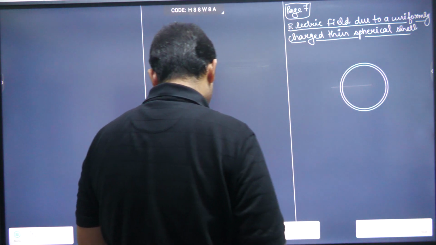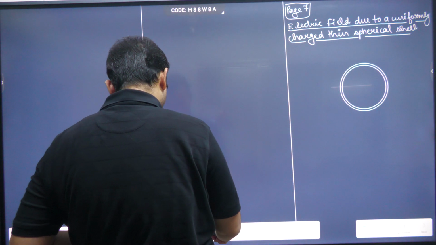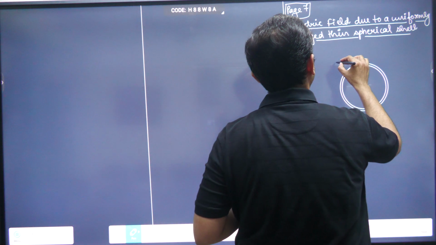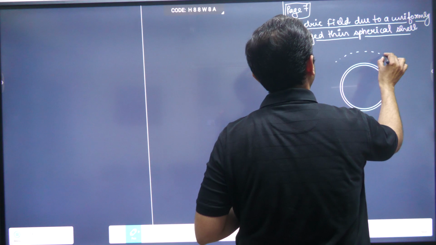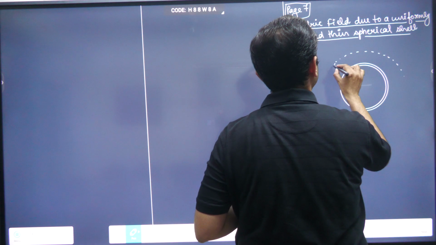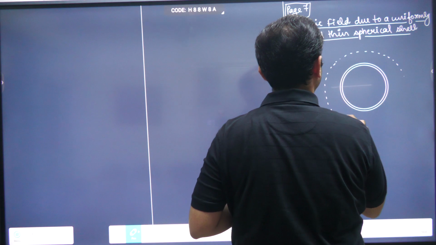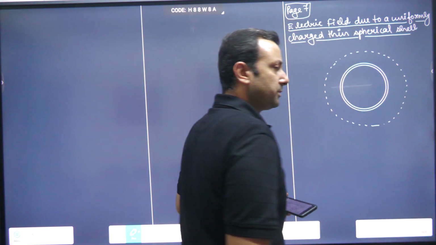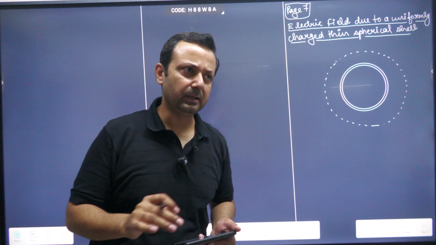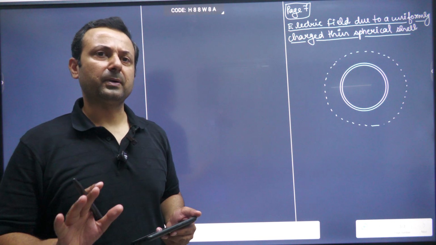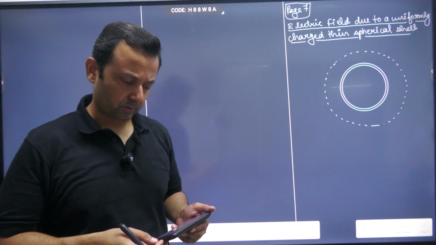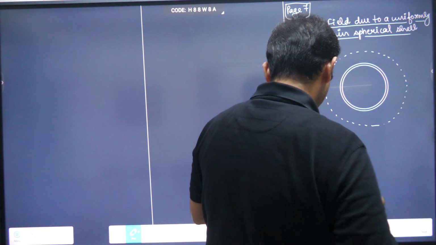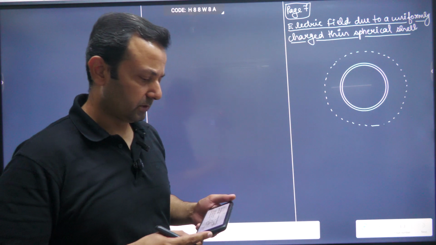Now we will draw a Gaussian surface also, outside this spherical shell. A Gaussian surface can be of any type; we can draw any shape as a Gaussian surface. So I have drawn it like this, for the electric field due to a uniformly charged thin spherical shell.